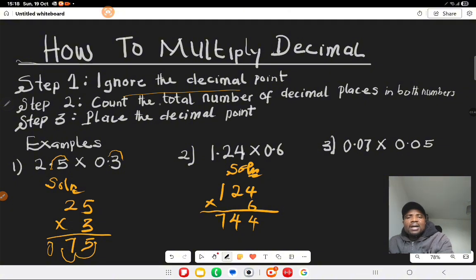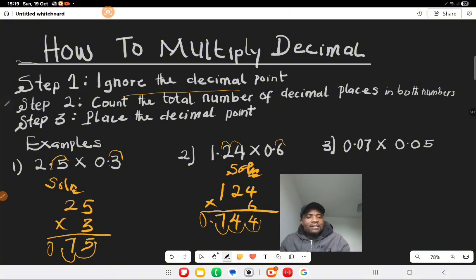Go to step 2. Count the total number of decimal places. After the decimal point here, we have 1, 2, and we have another 1. The total number of decimal places in both numbers is 3. So we move the decimal point from here, 1, 2, and 3. So the answer to this is 0.744. Then we move to the last one, which is the third one.